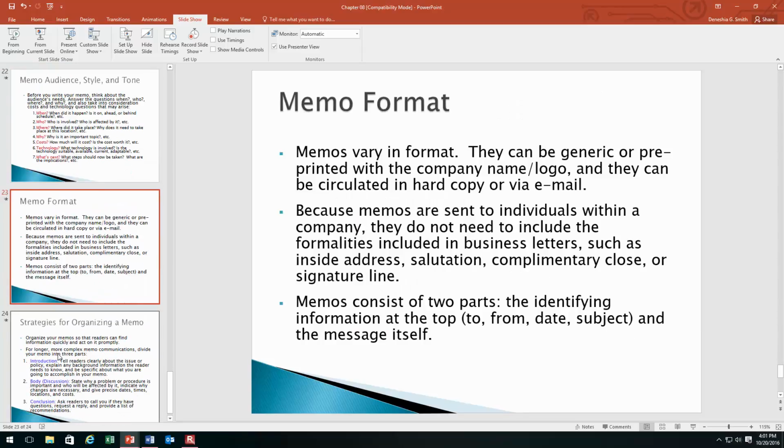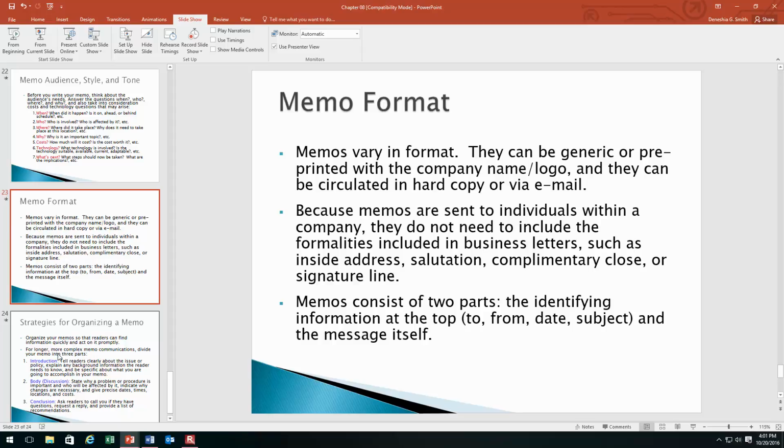Okay, memos do vary in format. They can be generic or pre-printed with the company name and logo, and they can be circulated in hard copy or via email. So a memo can travel in either way.